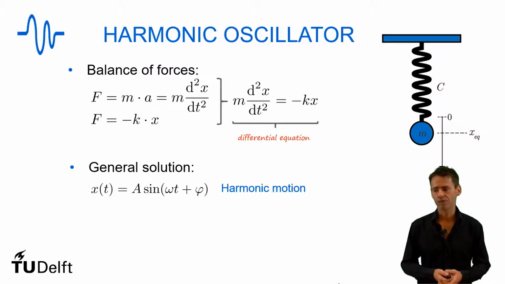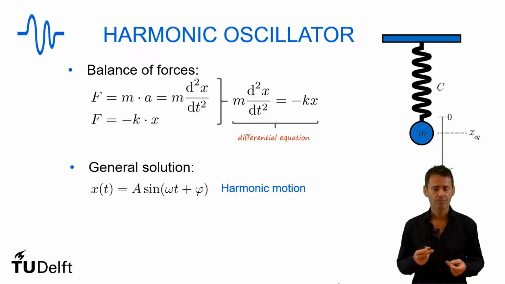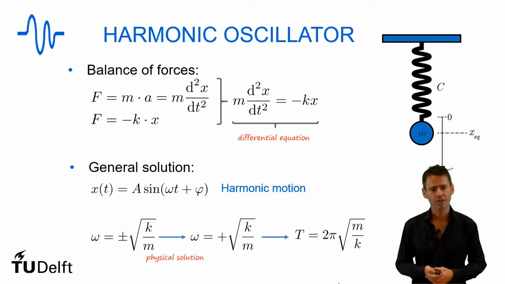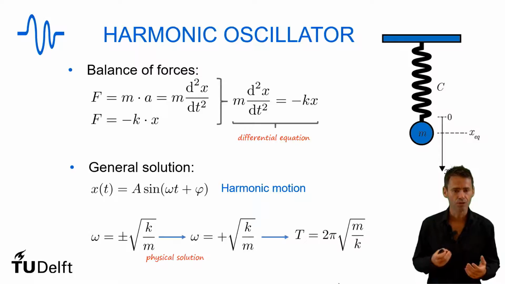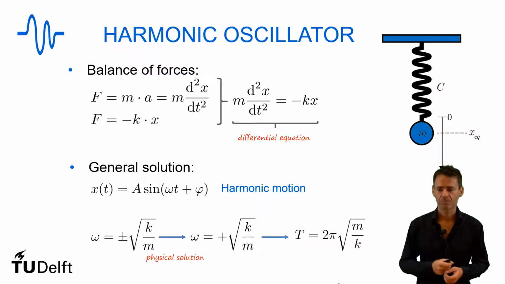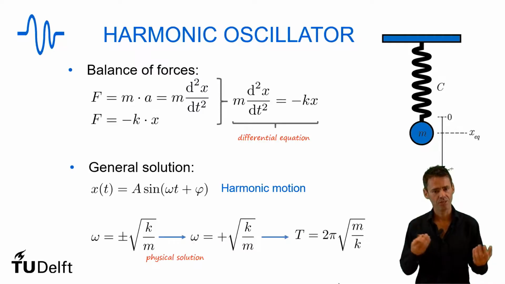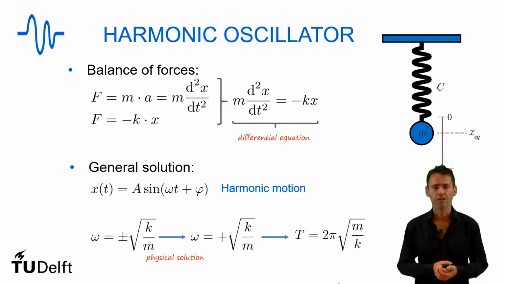Now, when you do that, you can find values for the unknown parameters A, omega, and phi. So let's first fill it out and then find a solution for omega. So from mathematics, we find that omega is equal to plus or minus square root of spring constant over mass. But of course, we're only looking for physical solutions, so this means that omega is positive. So omega is plus square root k divided by m.